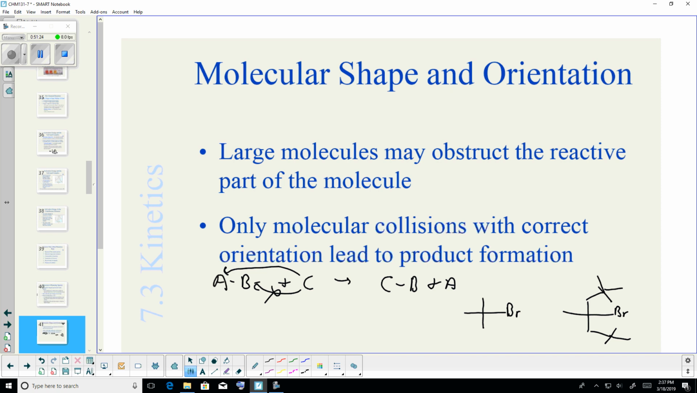But if I have a shape like this where I have all these other atoms around the top and bottom, I'm kind of shielding that Br. It's going to be a lot harder to react with that one. It's something called steric hindrance, which means I'm blocking it. I can't get in to react with it.